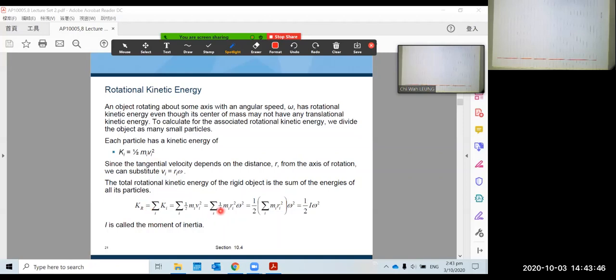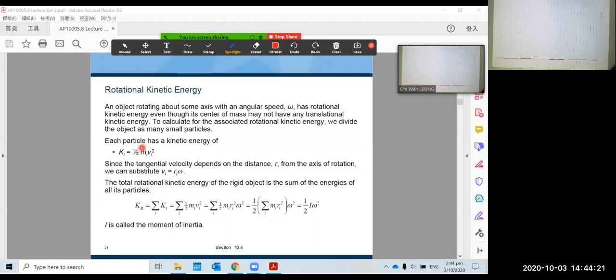Now, 1/2 is a common term, so we could take it out of the summation sign. We could take it out of the sum of all the terms. Omega squared, it is also the same for a rigid body rotating about a fixed axis. What is not fixed would be m and r. So here we have an equation form that looks very much like the linear kinetic energy.